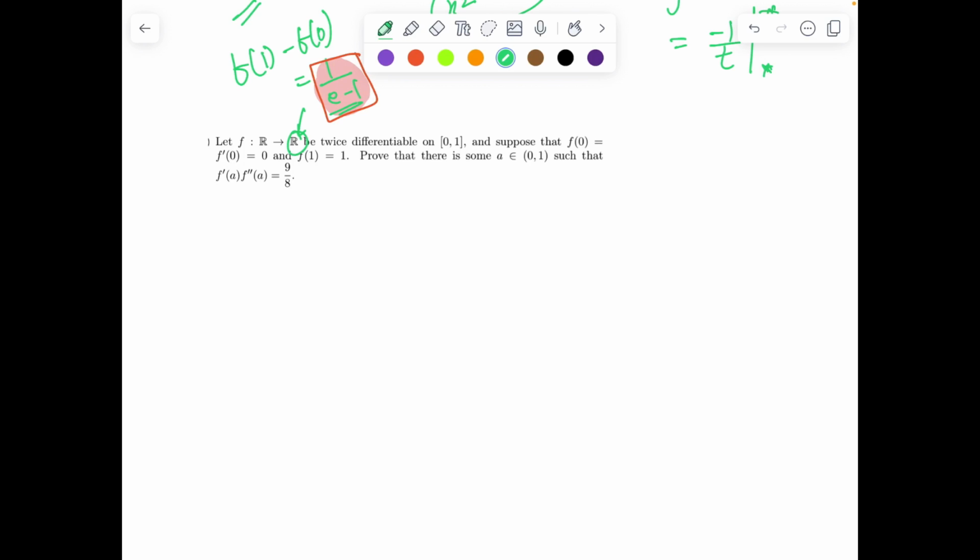If it is twice differentiable on 0 1, it means the function is continuous and its derivative is also continuous, right? That's the meaning of a twice differentiable function. Suppose that f of 0 and f dash of 0 are 0, so roughly the picture will look like at 0 the function dies, the derivative also dies, and f of 1 will be 1. This is one of the possibilities of the function. Prove that there is some a in the interval 0 to 1 such that at that point, if I find the slope and multiply this slope with its curvature, the change in slope, I'll get 9 by 8. Now that's not so easy to picturize.